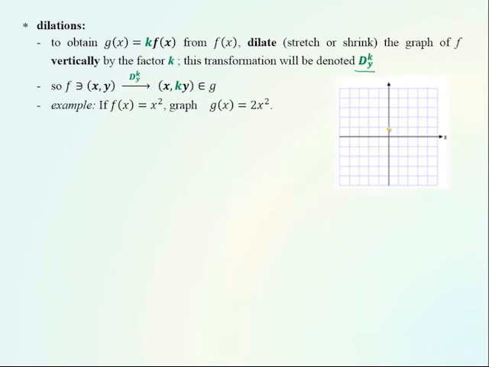Example, again, if we start with the basic parabola, which goes somehow like this, that's our f of x. And we want to graph g of x, which is 2 times x squared, then every single point will be multiplied by 2. So instead of 1, it will be 2. Instead of 4, it will be 8, somewhere here, and symmetrically to the other side. So the graph becomes a lot steeper. It goes somehow like this. So this is g of x, which is 2x squared.